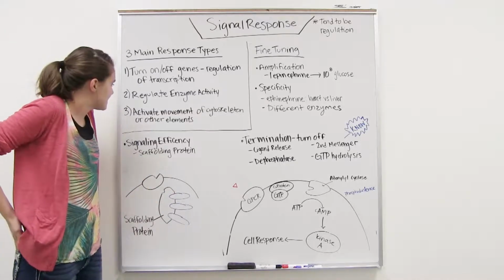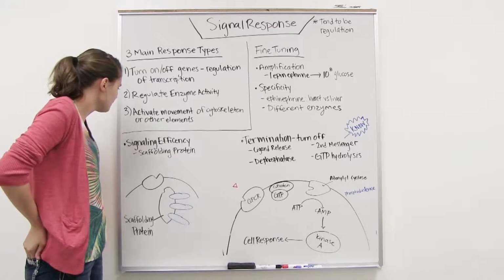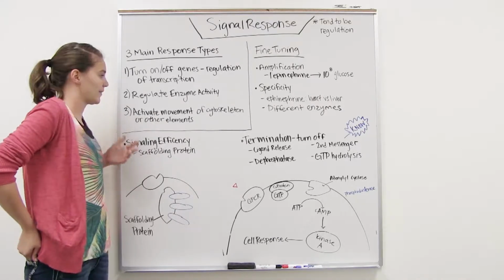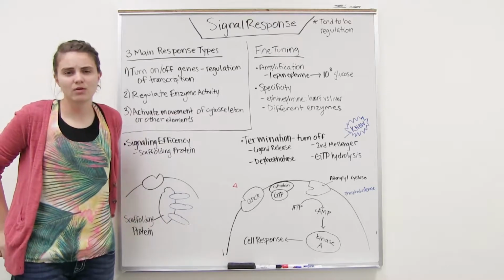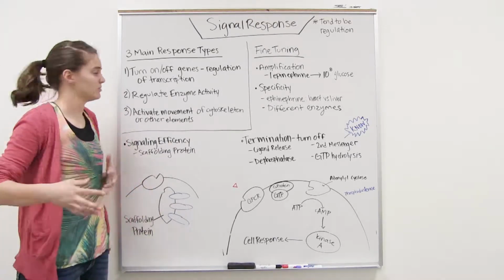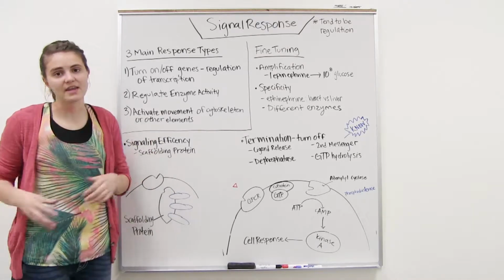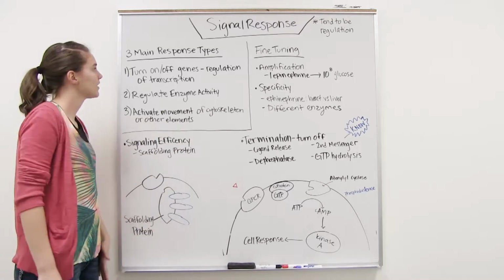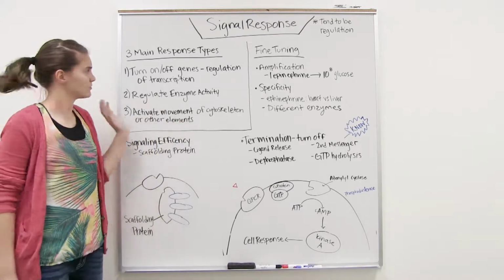The last thing is it results in active movement of the cytoskeleton or other elements. So sometimes the cell will get some response that needs to move in one direction or do something of that nature, or divide, and so that's under this last category. So that's basically it for the kinds of responses that happen.